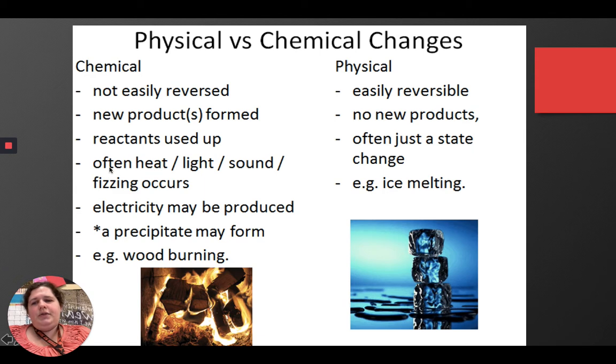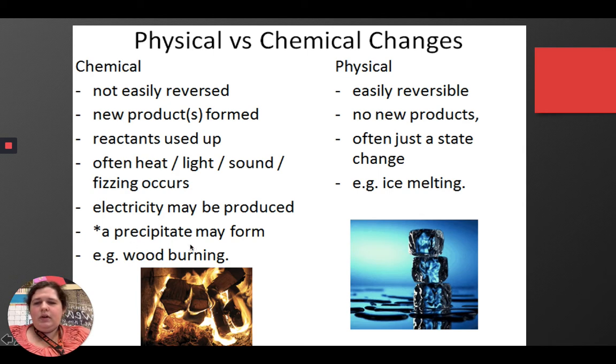Chemical changes often result in heat, light, sound, or fizzing, like bubbling. Not boiling, bubbling, but like when you open up a soda. Or if you put Alka-Seltzer into a cup with water. You could get electricity being produced. Maybe a precipitate forms. Precipitates are solids that occur when you mix two liquids together.